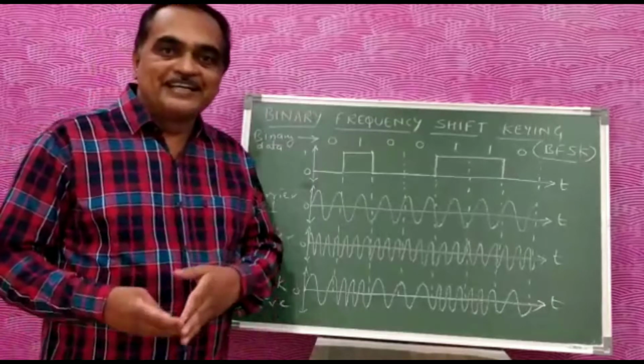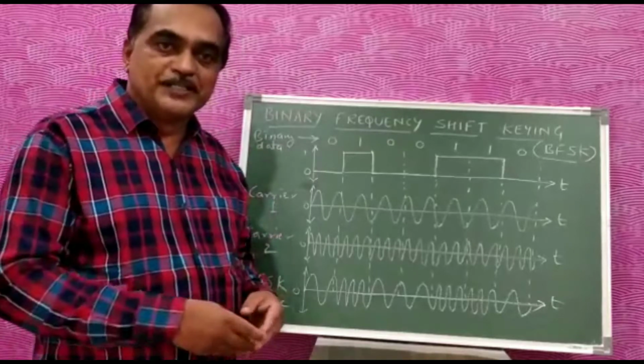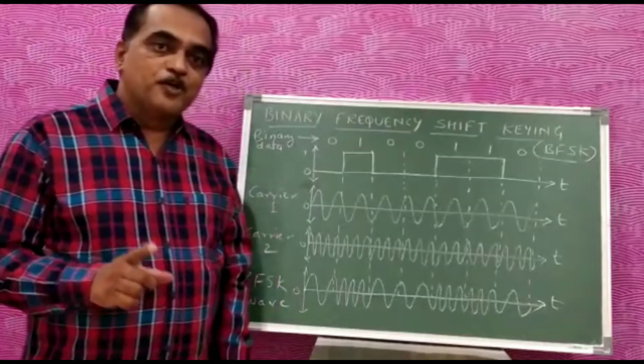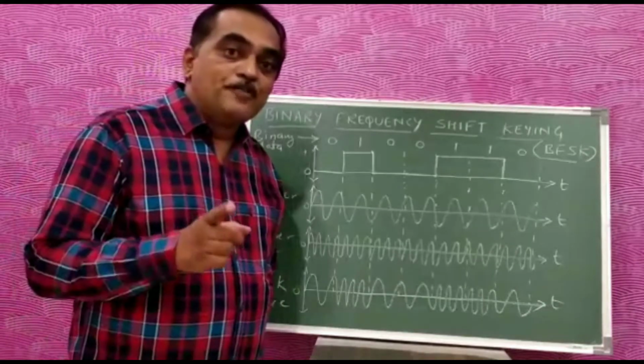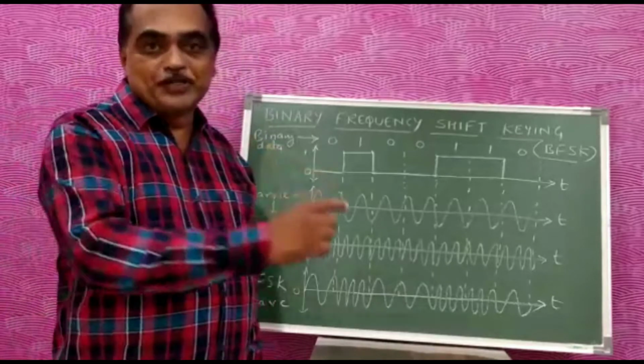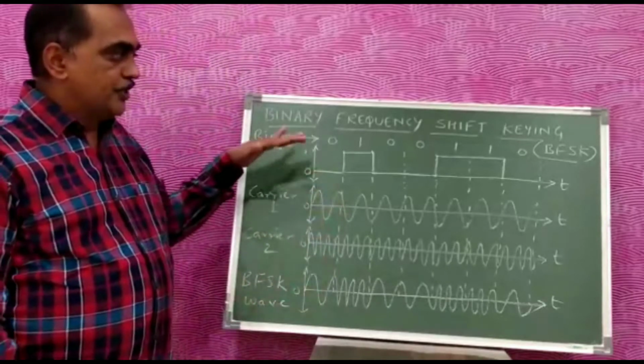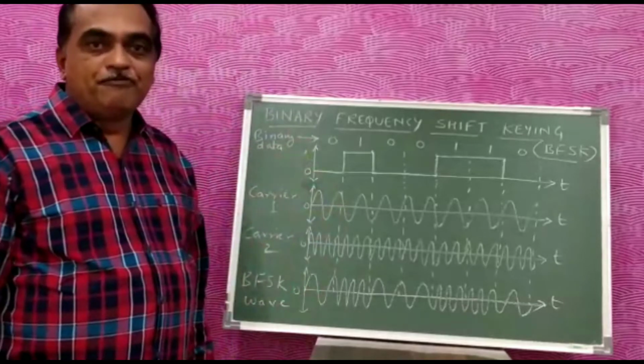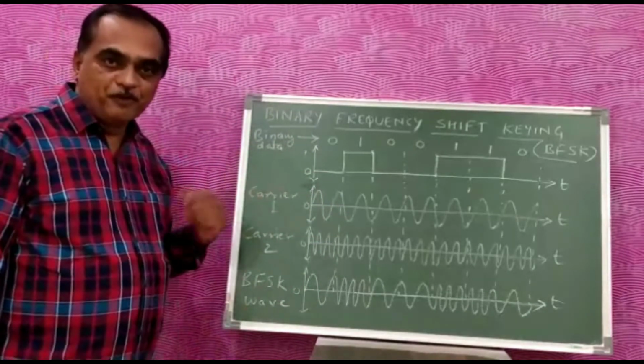That means whatever data you are going to send from one point to another will vary the parameter called frequency of the high frequency wave, and that data will go from one point to another. Now here I have shown the waveforms of frequency shift keying, that is, binary frequency shift keying.